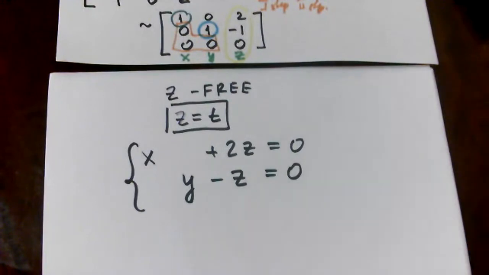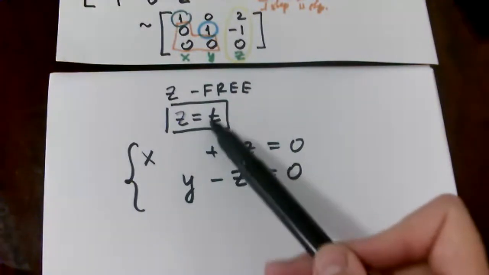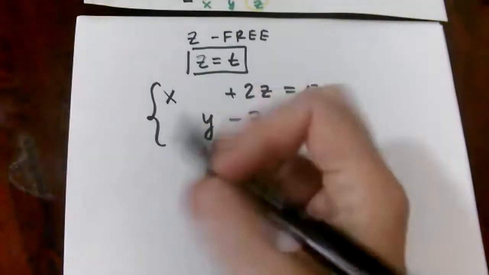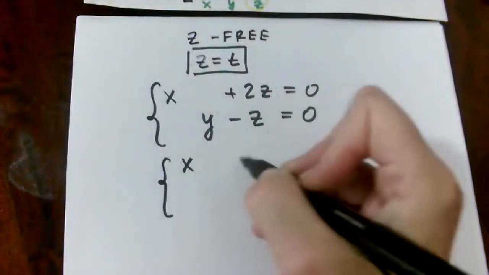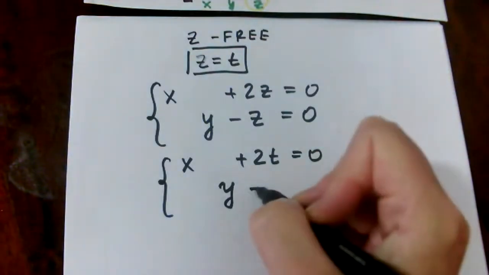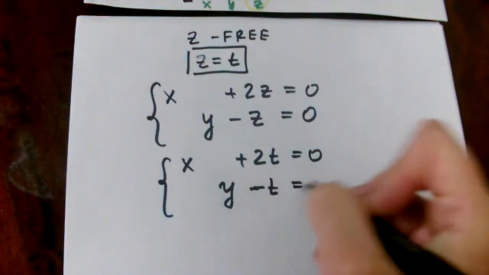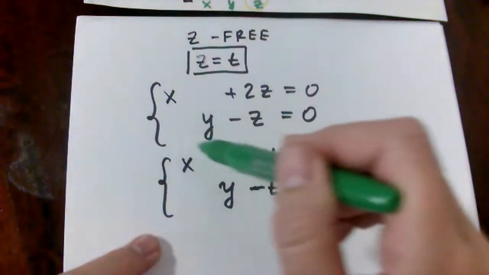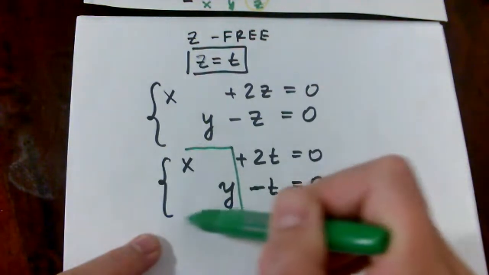Okay, now it's time to recall that we just denoted z as t. Let's use this notation and rewrite our equations again. x plus 2t is equal to 0, and y minus t is equal to 0. And now, what is the convention? The convention is to leave basic variables.